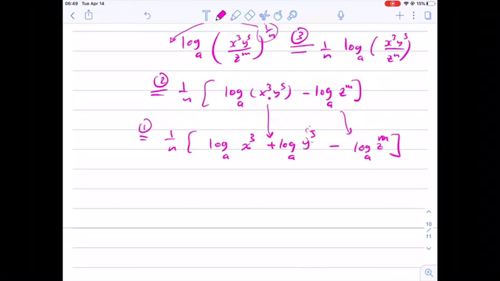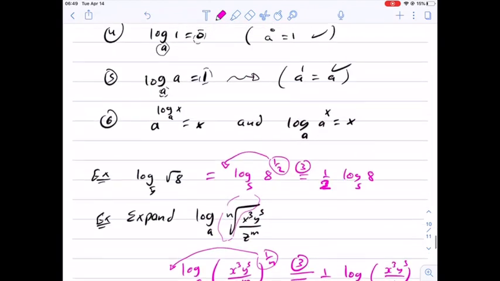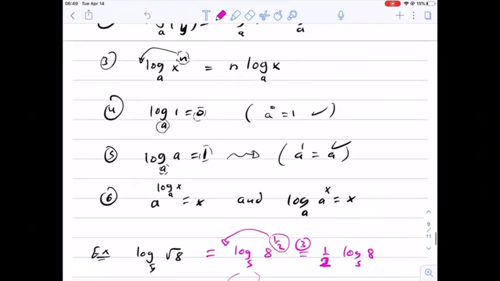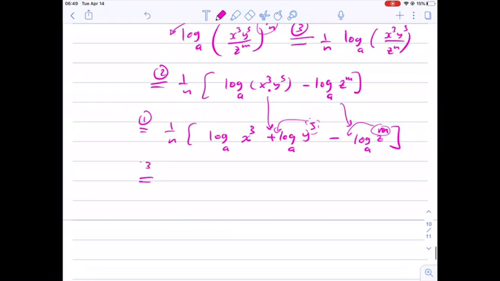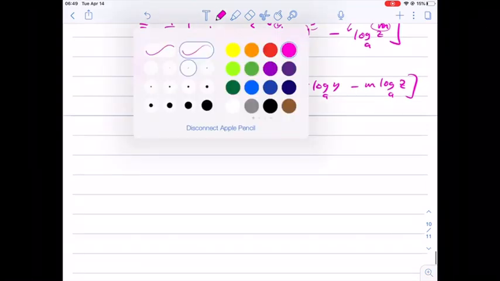And then can we simplify more? Yes, we can simplify by bringing the power down here and this power down here. This is the last step, and actually it comes from property 3. So this is 1 over n times 3 log base a of x plus 5 log base a of y minus m log base a of z.